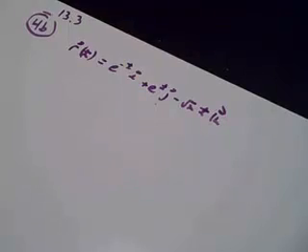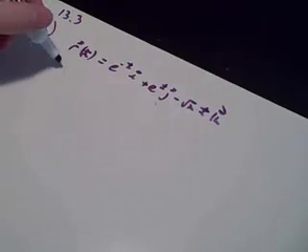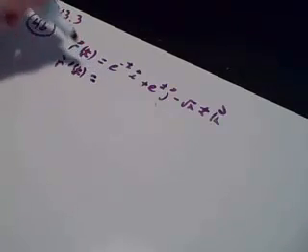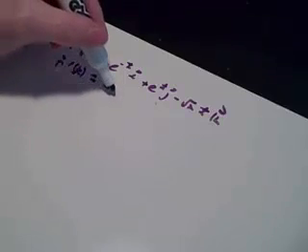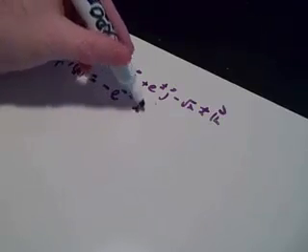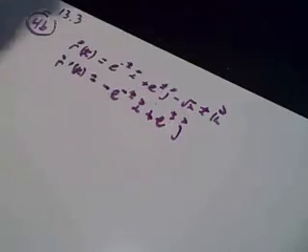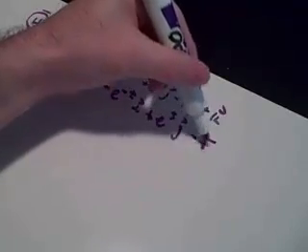Okay, here's number 4b on 13.3. We need to find the unit tangent and unit normal vectors of r of t equals e to the negative t i plus e to the t j minus square root 2 times t k. To find the unit tangent vector, we need to find r prime. So r prime of t is equal to negative e to the negative t i plus e to the t j minus root 2 k.